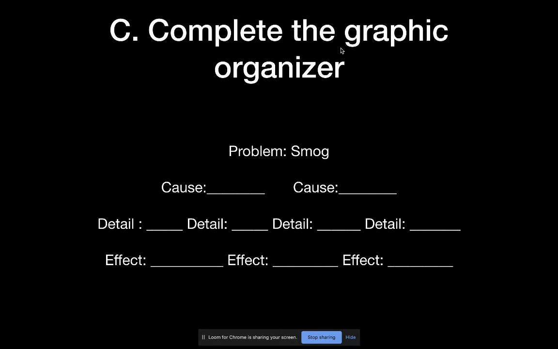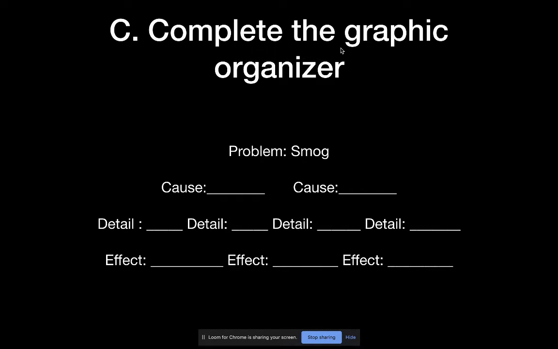The problem is smog. That's going to be identified in your topic sentence. But then you need two causes. Okay, what are two causes of the smog? We just read about those. So for one, you had too many cars on the road, and the other one, we used too much electricity. And then the details, you'll notice you have two details for the first cause and two for the next cause. And then you have the effects.